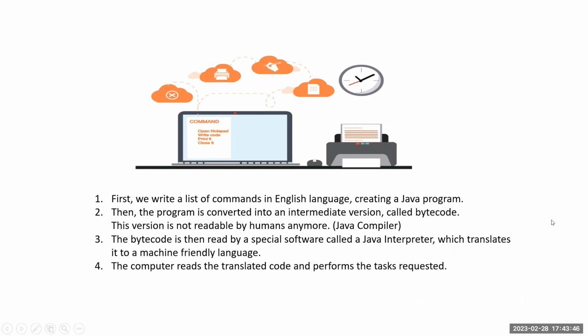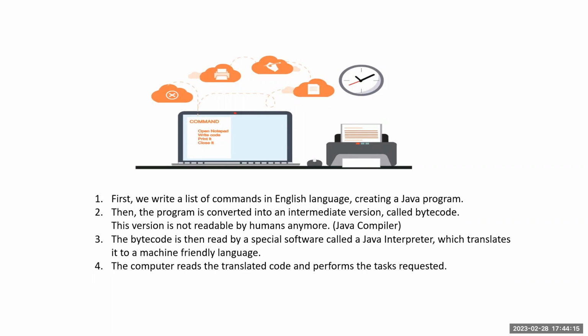Okay, so the bytecode is then read by a special software called Java Interpreter, which translates it to a machine-friendly language. When I say machine-friendly language, that is zeros and ones. Then the computer reads the translated code and performs the task requested. So what do you understand here?